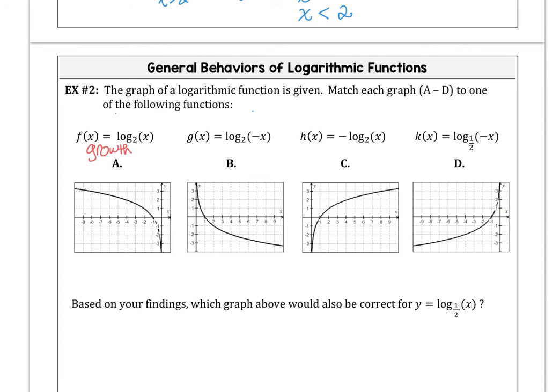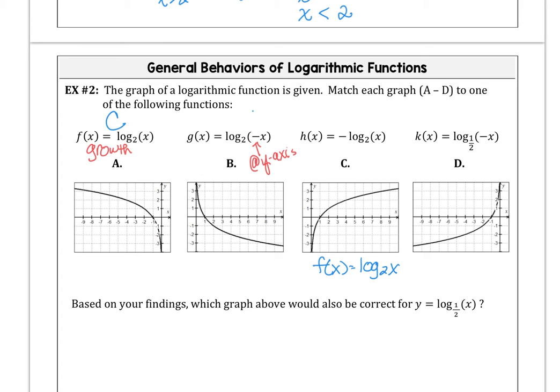So f of x is graph C. This is f of x equals log base 2 of x. On the second graph, g of x, log base 2 of negative x, the negative would cause the graph to reflect over the y-axis. So this negative here is causing the reflection over y.